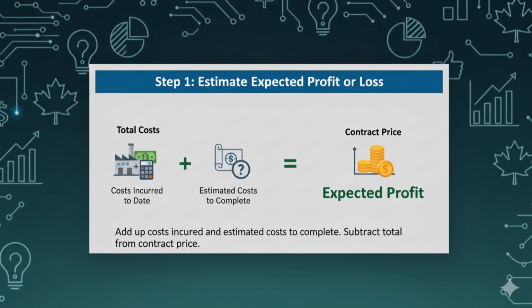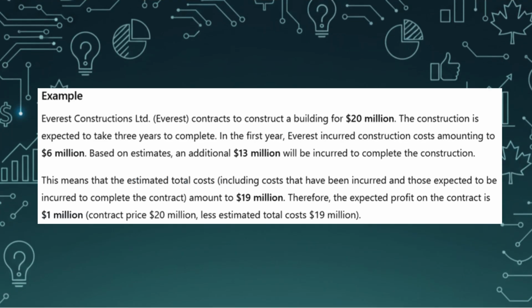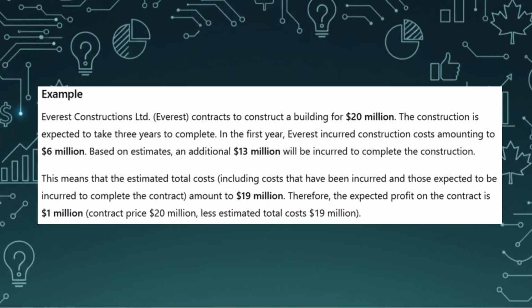Step 1. Estimate expected profit or loss. Start by adding up costs incurred so far and the estimated cost to complete. Subtract this total from the contract price to find the expected profit or loss. Look at the Everest Construction example. Contract $20 million. Total cost estimate $19 million. Expected profit equals $1 million.